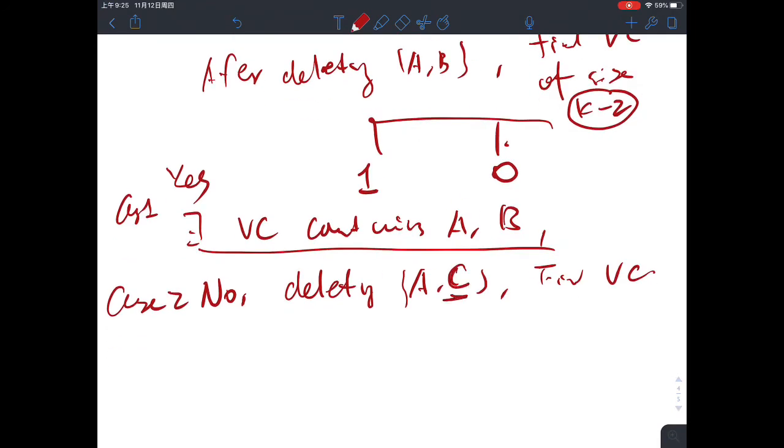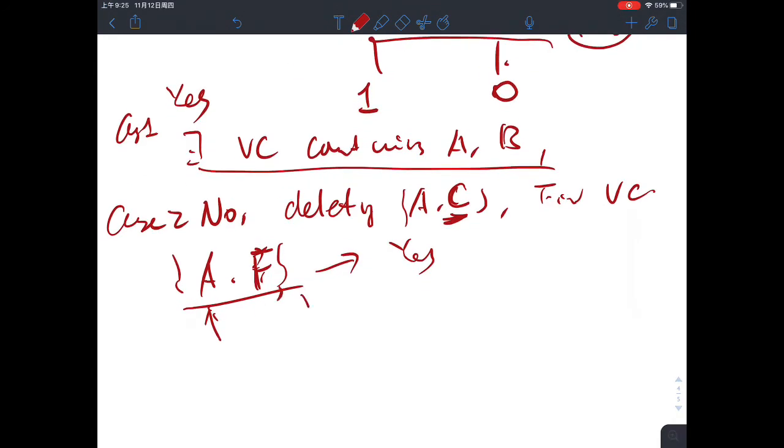So I just repeat. At some point, I know that A and something else has to be part of the vertex cover, because A is part of one vertex cover, and that vertex cover must have some other nodes. So I just try one by one. Eventually I will get a yes. Maybe after I try F, I get a yes, and then I will include F. Then I will proceed and find the third one, and continue to do that.